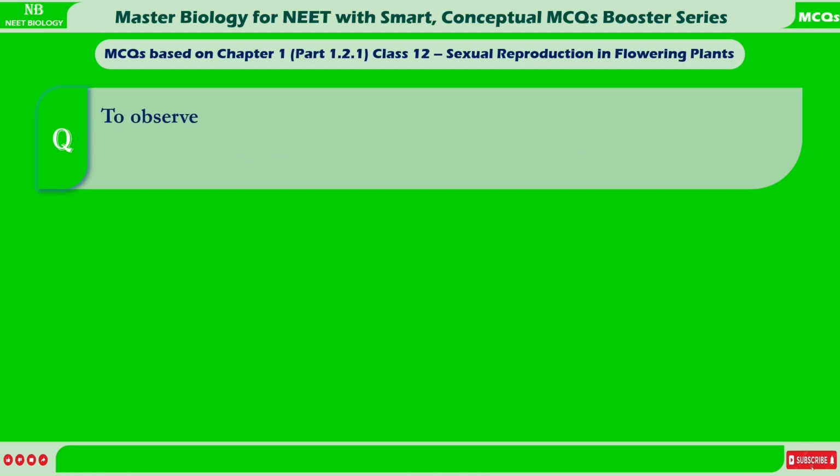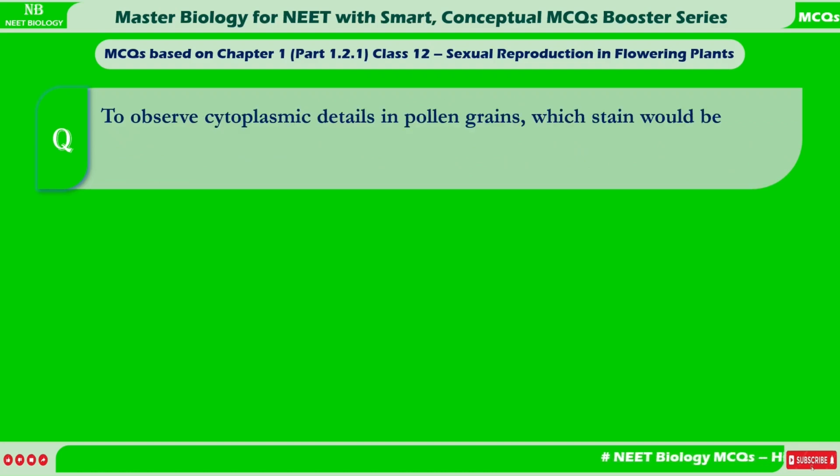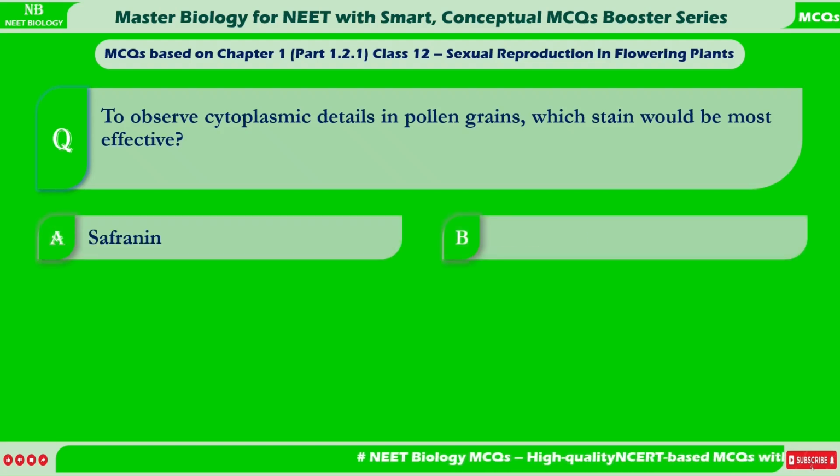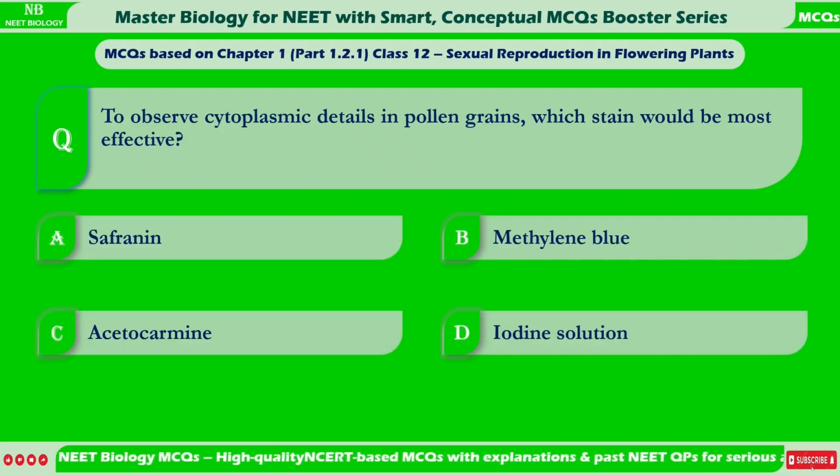To observe cytoplasmic details in pollen grains, which stain would be most effective? A. Safranin. B. Methylene blue. C. Acetocarmine. D. Iodine solution.